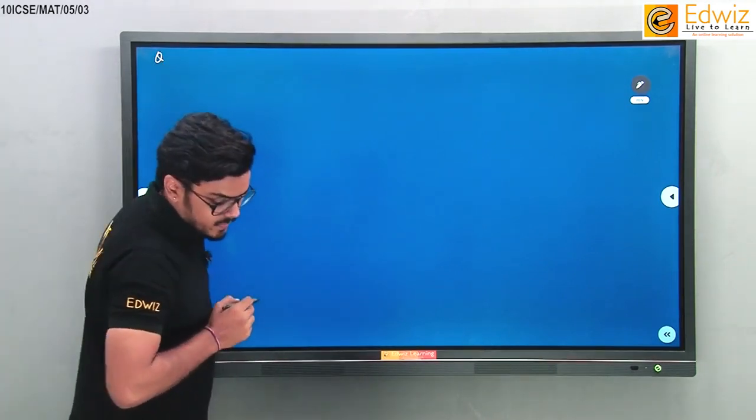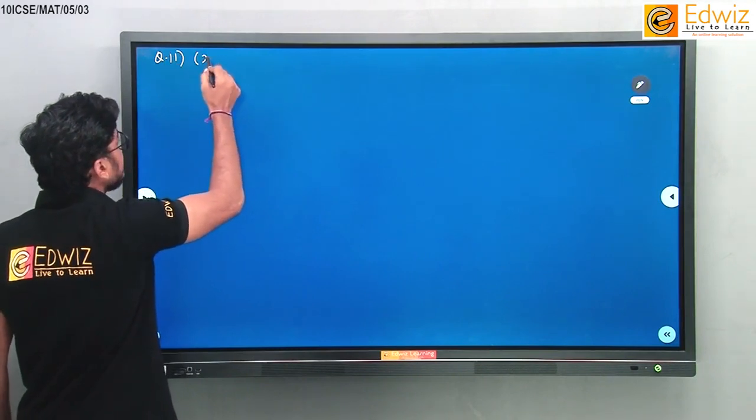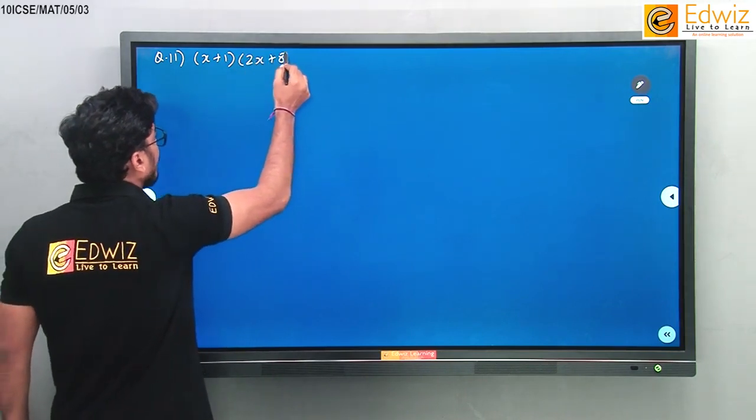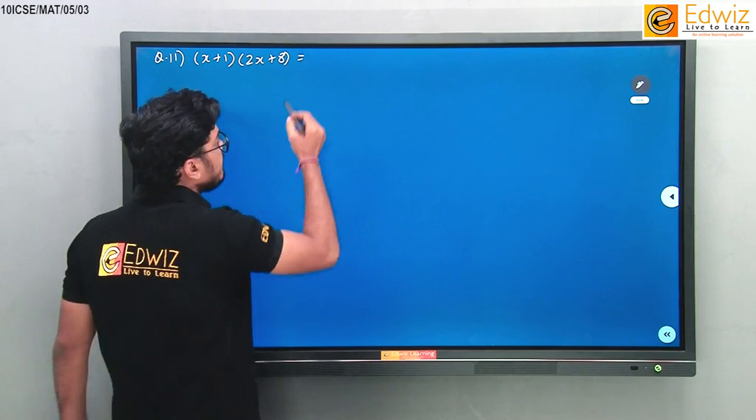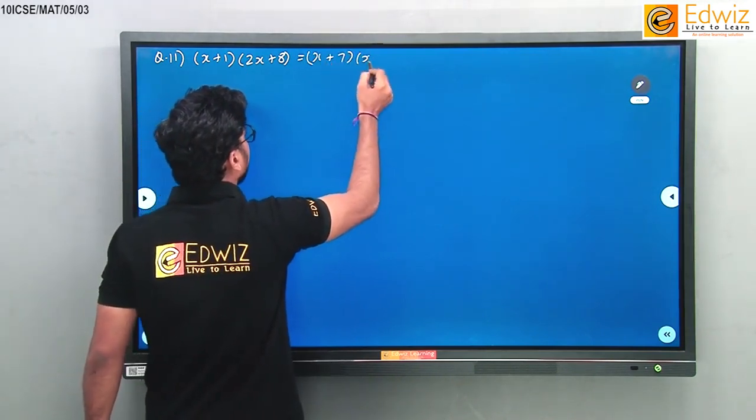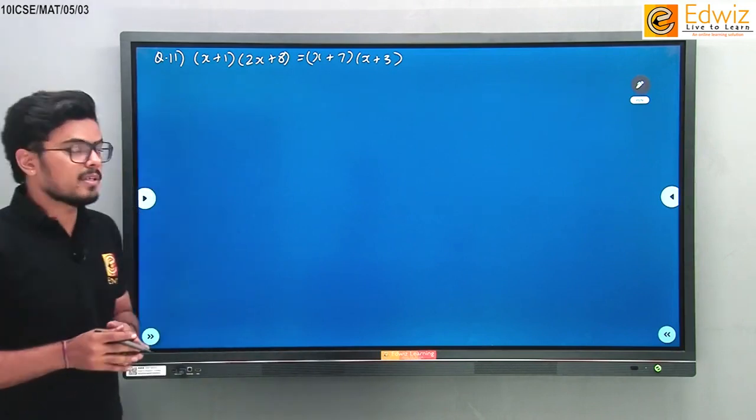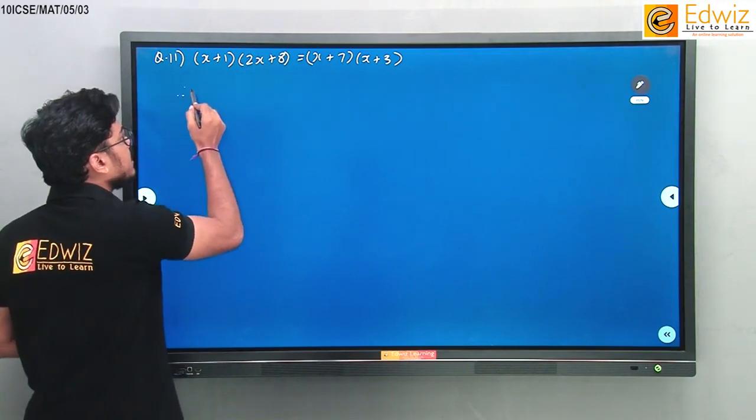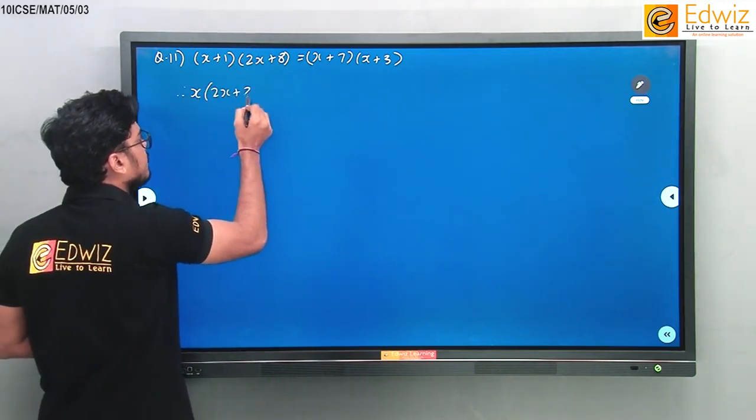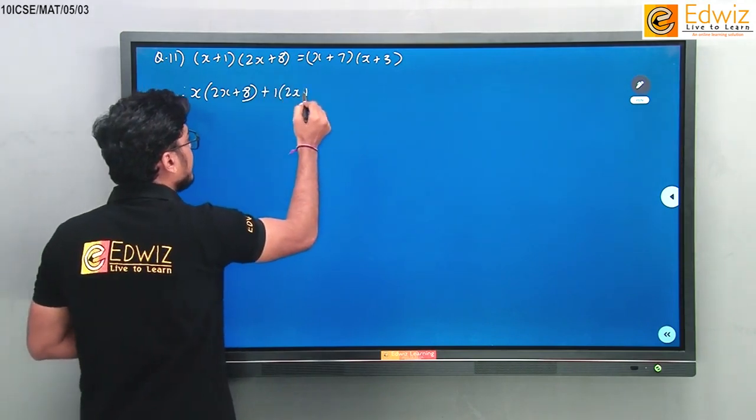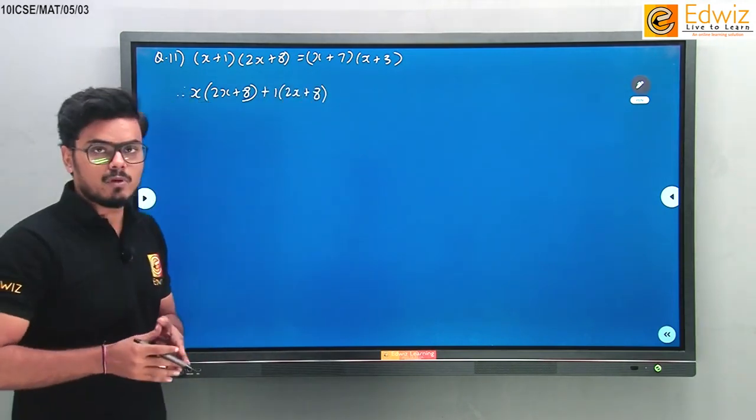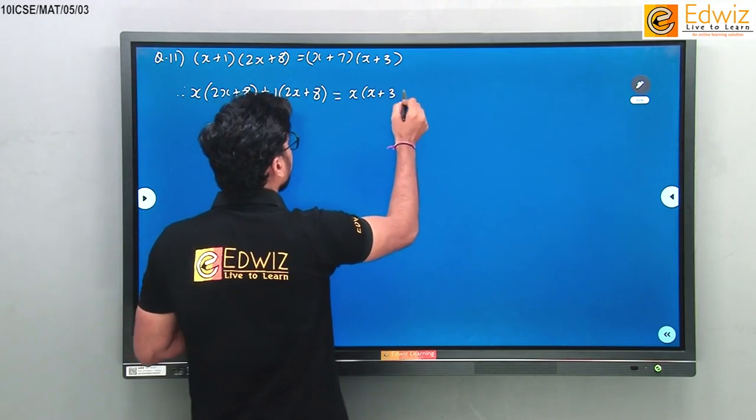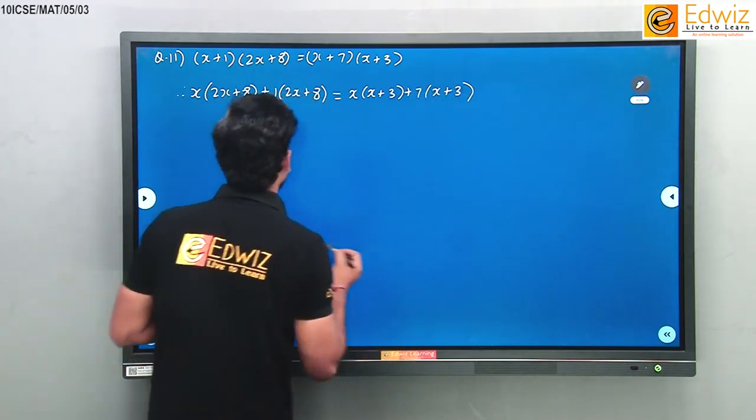Question number 11. It is x plus 1 multiplied by 2x plus 8 equals x plus 7 multiplied by x plus 3. So again, all we have to do is open the brackets and then bring everything on one side. So it will come in its standard form here, x into 2x plus 8 plus 1 into 2x plus 8. Okay, I hope you know the commutative rule to multiply. This is equal to x into x plus 3 plus 7 into x plus 3.